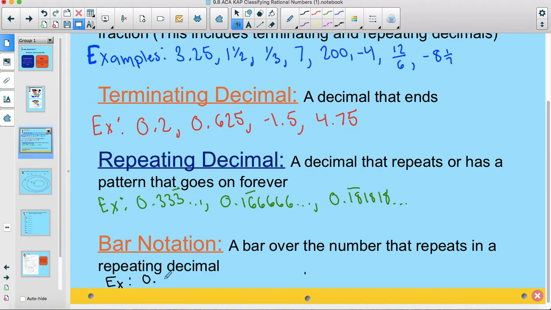The decimal 0.545454, and it keeps going. Instead of writing all of that, we could just write 0.54 with a bar over the top.